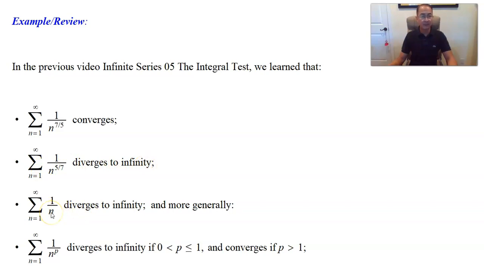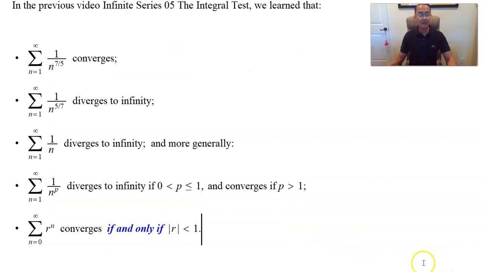Now, if the exponent of n is simply 1, we have summation of 1 over n, which, by the way, is called the harmonic series. I may not have mentioned that explicitly in the video, but I mentioned it in the textbook. The harmonic series diverges to infinity. And of course, in general, if you have a p-series summation 1 over n to the p, that diverges to infinity if p is between 0 and 1, including 1, as we saw over here. And it converges if the exponent p is bigger than 1.